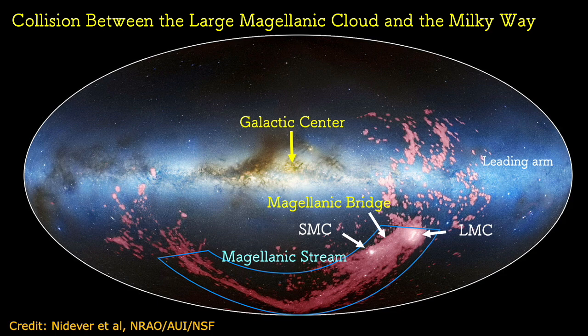The main forces responsible for the gas stripping are thought to be twofold. One is the tidal force caused by the gravitational pull between galaxies, and the other is the ram pressure that occurs when gas is pushed away as galaxies move at high speeds. These interactions are believed to have led to the formation of the complex gas structures surrounding the Magellanic Clouds.